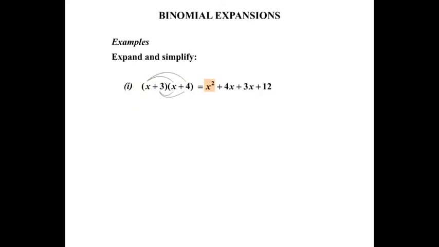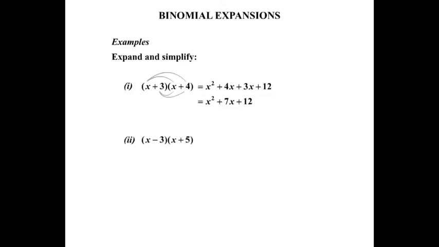Now we need to simplify. X squared there. Are there any other x squareds? No, there's not. So let's write that down. Then we have 4x plus 3x, which is plus 7x. And finally we have plus 12 on the end. So our answer there is x squared plus 7x plus 12. Terrific.